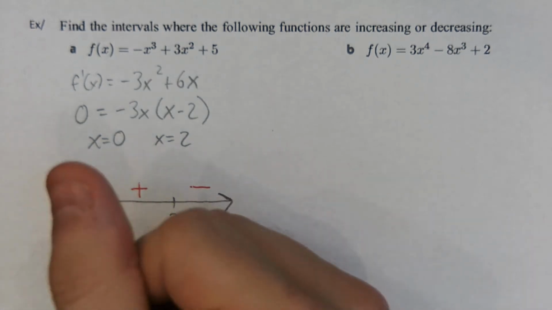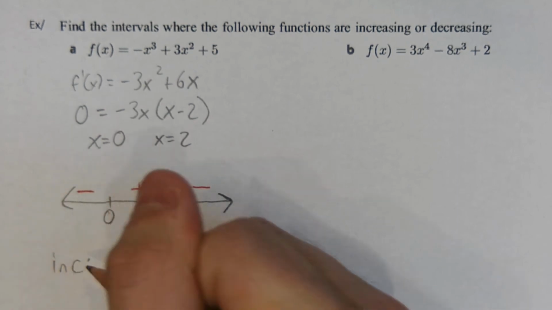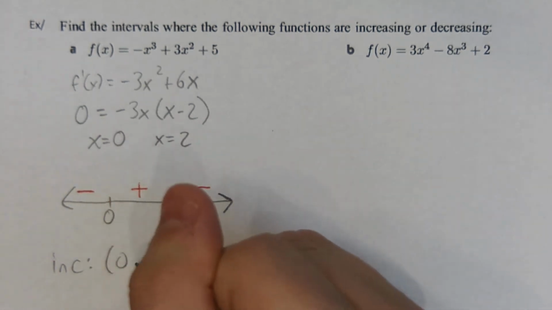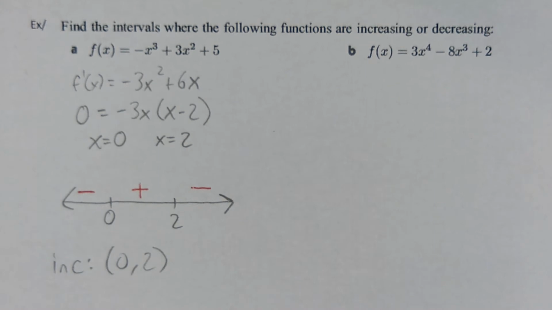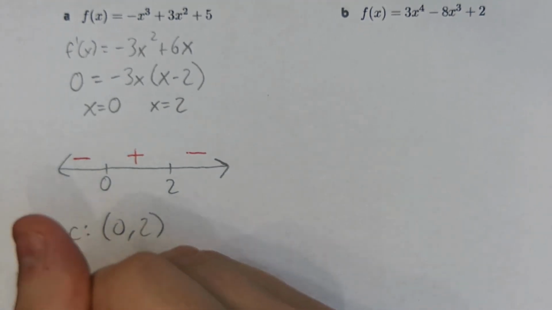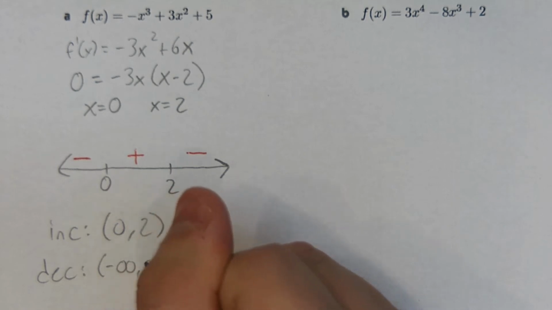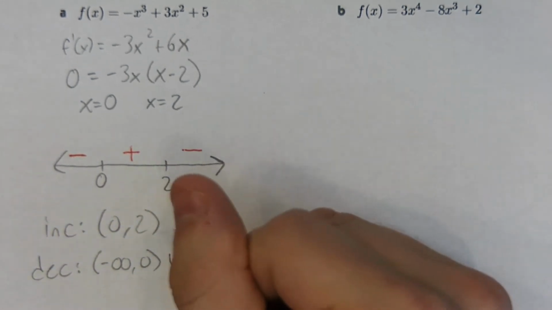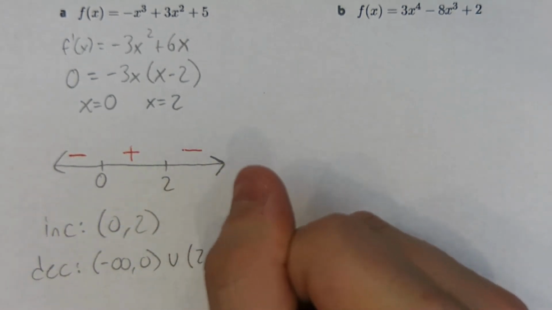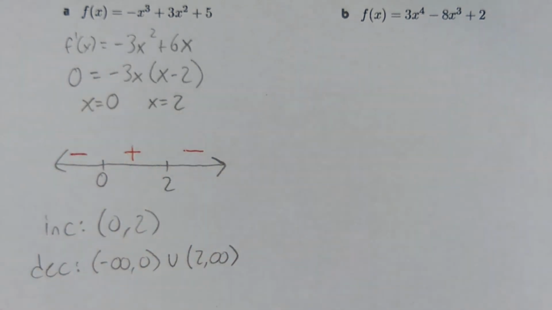So where are we increasing? We're increasing between 0 and 2. And we're decreasing everywhere else. That means to the left of 0 or to the right of 2, like so. That's it. That's all there is to it. I hope you don't think that's too difficult.